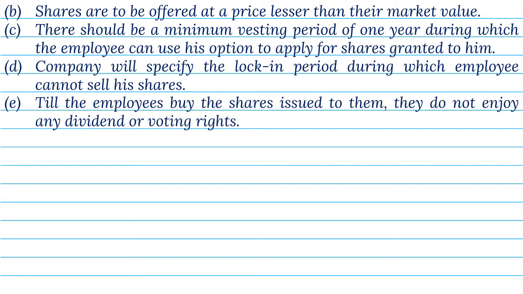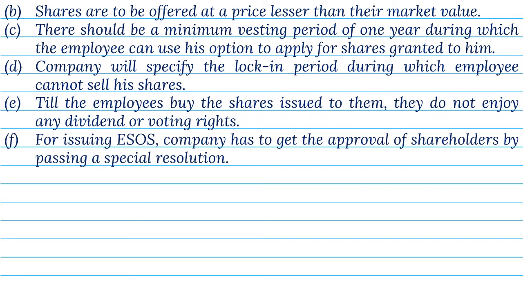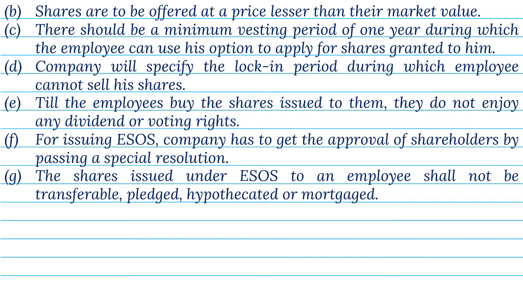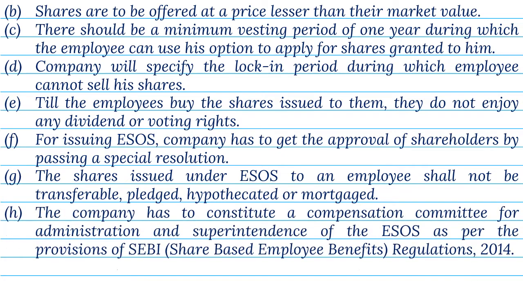E. Till the employees buy the shares issued to them, they do not enjoy any dividend or voting rights. F. For issuing ESOS, company has to get the approval of shareholders by passing a special resolution. G. The shares issued under ESOS to an employee shall not be transferable, pledged, hypothecated, or mortgaged. H. The company has to constitute a compensation committee for administration and superintendence of the ESOS as per the provisions of SEBI, Share-Based Employee Benefits, Regulations 2014.